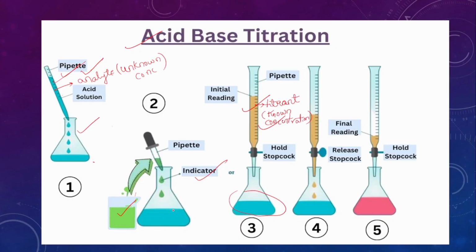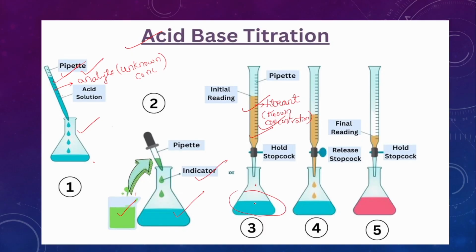Here, a known volume of the analyte is measured using a pipette and placed in the flask. A few drops of the indicator are added to the analyte solution. The titrant is added slowly from the burette to the analyte. While adding, we have to shake the flask to mix the solution. When the titrant is added, the acid and base react to neutralize each other.